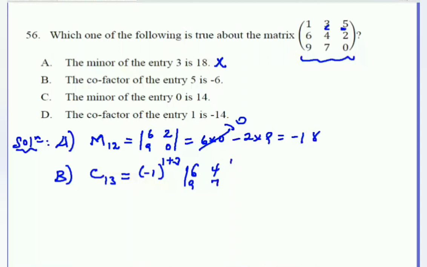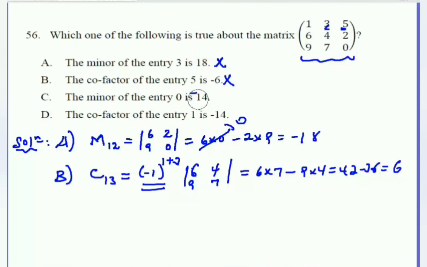9, 7. But this is positive 1, and 6 times 7 is 42. 9 times 4 is 36. This is 42 minus 36. The result is 6. So the answer for the cofactor of the entry 5 is 6, but it says here minus 6.